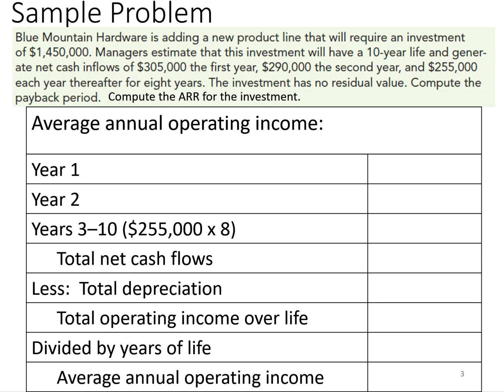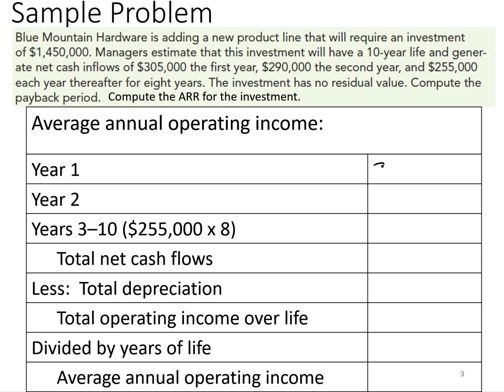It says compute the payback period, which we've already done in a previous video, so feel free to go back and review that if you'd like. It's under payback period for uneven cash flows. And right now what we're going to do is compute the ARR for the investment. So let's fill in the information that we're given.